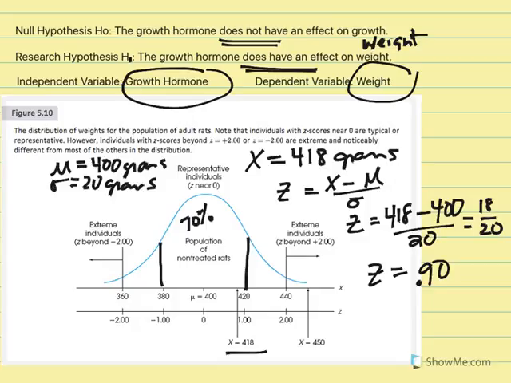So in this case, we wouldn't have enough evidence to say that this growth hormone had a significant effect on weight, that once this growth hormone was administered, the end result was really no different than the average. And the difference that we obtained of 418 grams is simply due to chance, and perhaps the genetic makeup of this rat to begin with tended to be a little bit larger than the norm, than the average.